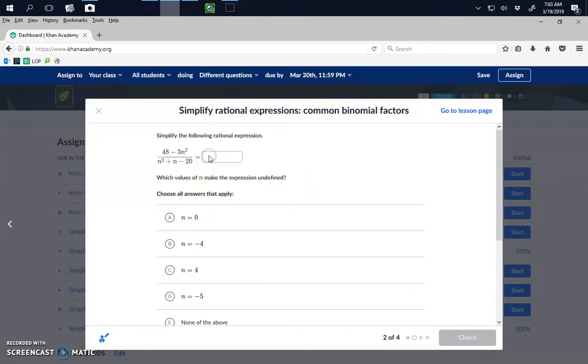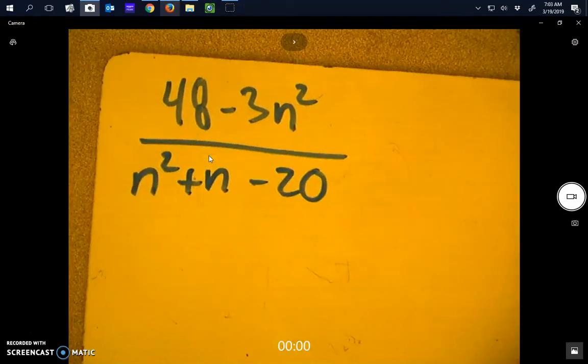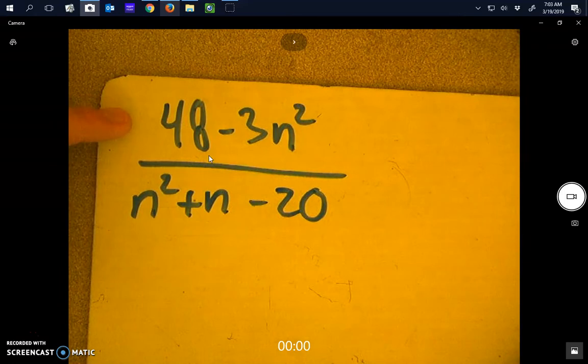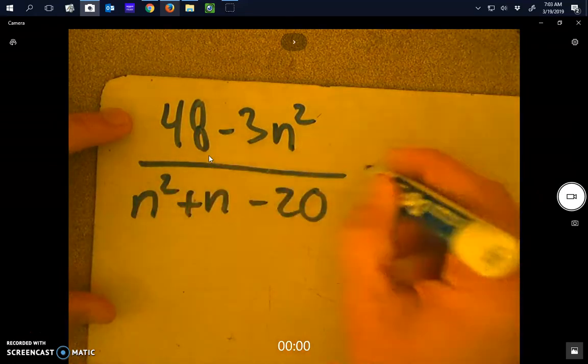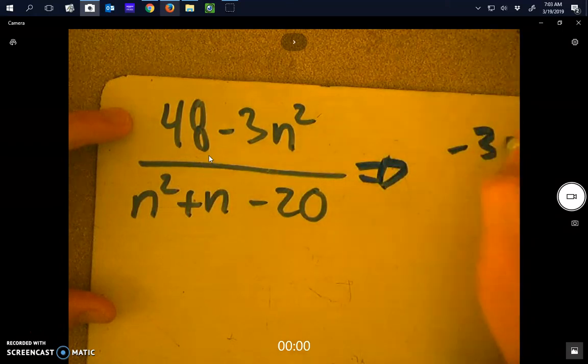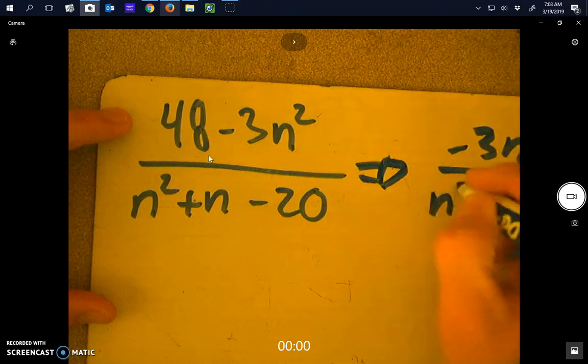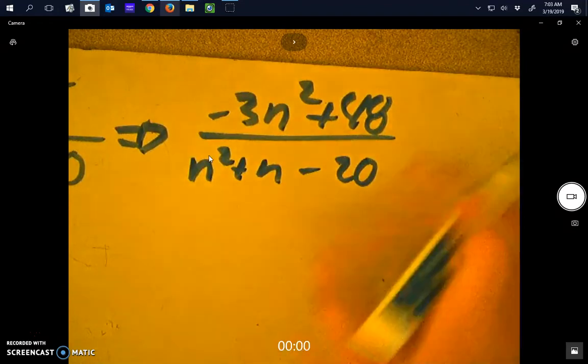48 minus n squared, 3n squared over n squared plus n minus 20. All right. Okay, so the top I can factor out a 3. And they actually have the n squared written second, and it's negative. So what I'm going to do is I'll rewrite this as 3 times 48 minus n squared over n squared plus n minus 20. Okay, so we got to factor both of these things.